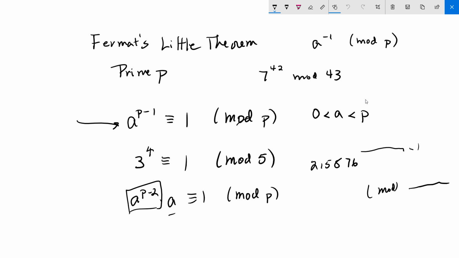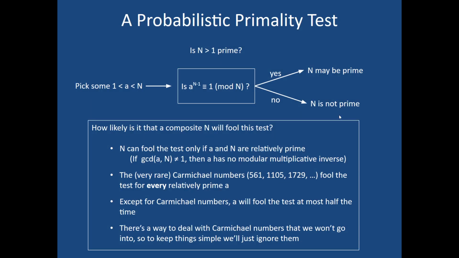Now, if p is prime, let me go back to the other slide. In this test, if n is prime, of course it's going to be relatively prime to a. But if n is composite, it may or may not be relatively prime to a. So the first observation is no composite is going to fool the test all the time. It can only fool the test when a and n happen to be relatively prime. Turns out there are some numbers that fool the test every time they can. They can't fool it every time, only when it's relatively prime.